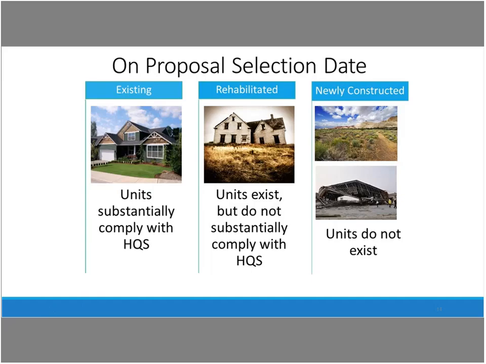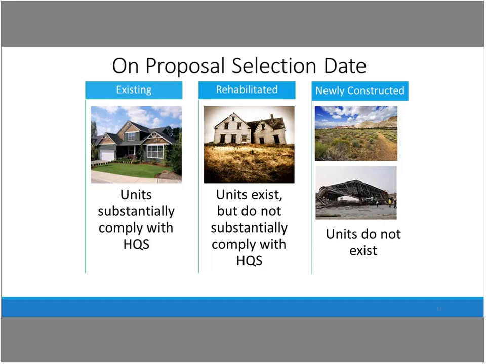With regards to the types of projects that are going to be supported with a HAP agreement, on the selection date, the date that the Housing Authority chooses to pick a property or an owner of a property for a HAP contract, the project could be characterized in three ways. It could be defined as an existing building, a rehabilitated building, or a building to be constructed.